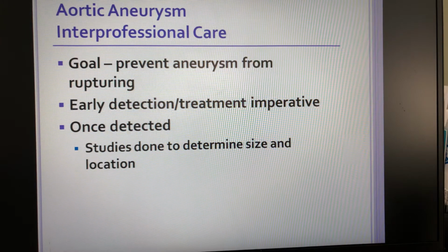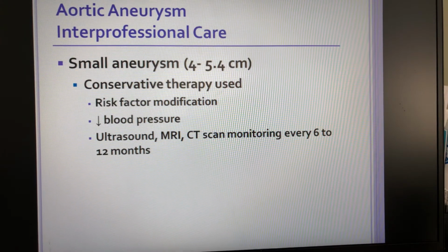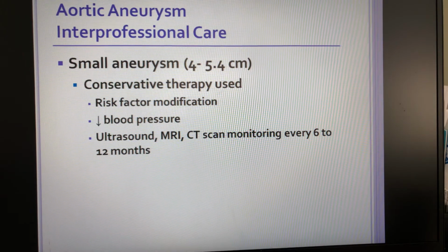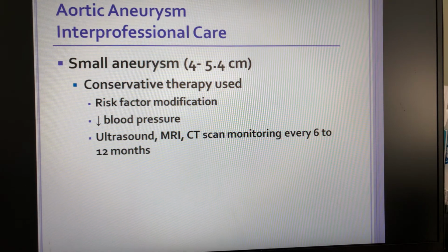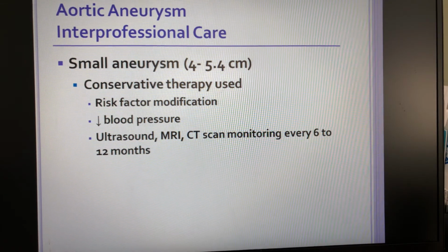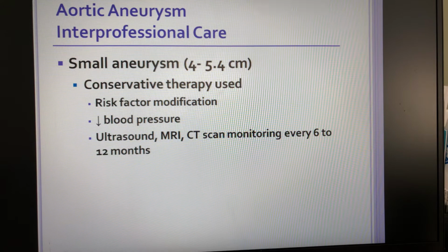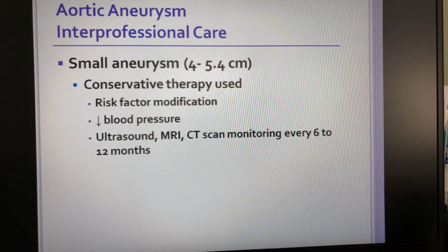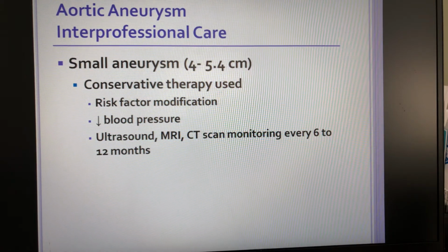and location. Now, a small aneurysm is anything that is 4 to 5.4 centimeters in size. They can do conservative therapy, and that usually consists of risk factor modification, such as tobacco cessation, decreasing the blood pressure, optimizing the lipid profile, and annual monitoring of the aneurysm size using ultrasound, CT, or MRI.